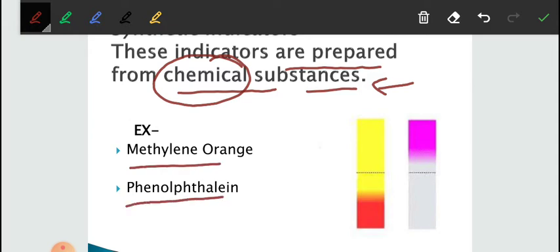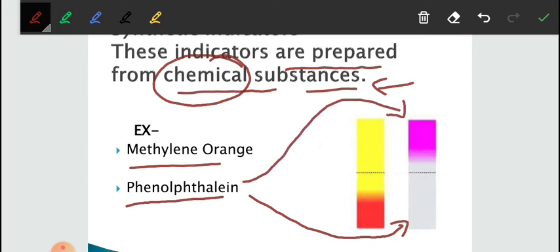When we add phenolphthalein in acid, it will become colorless. And when we add phenolphthalein in base, it will give you a violet or dark pink color. Similarly, when we add methyl orange in acid, it will give you a red color. But when we add methyl orange in base, it will give you a yellow color.